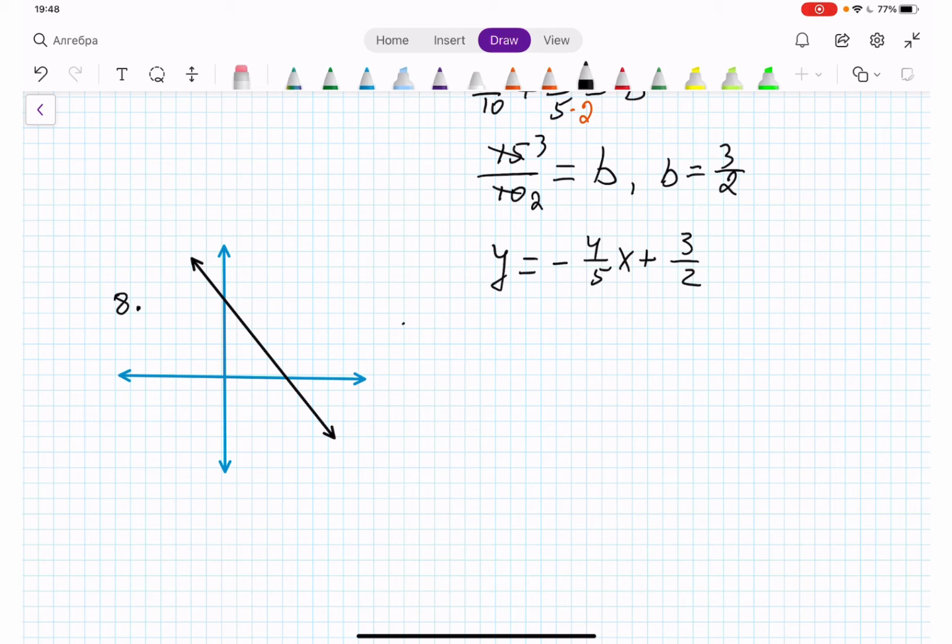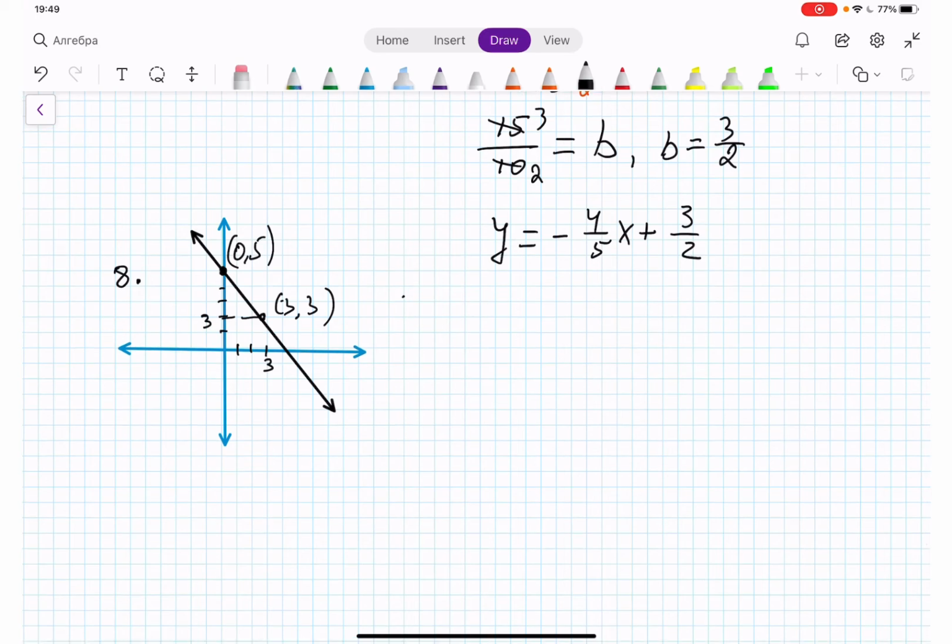I'm going to take 1, 2, 3, 4, 5 at 0 and 5, this point. And another one, I'm going to take this 1, 2, 3, and this is also 3. So it's going to be 3 and 3. Since I took 2 points, I can find the slope, and once I have 2 points and slope, I can find our intercept. Yes? So we have 0, 5, and 3 and 3.